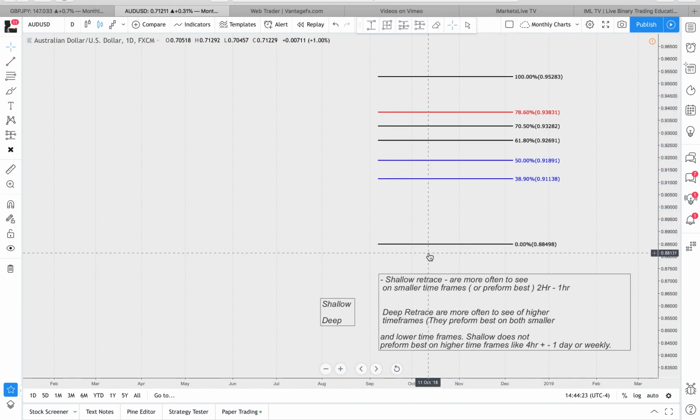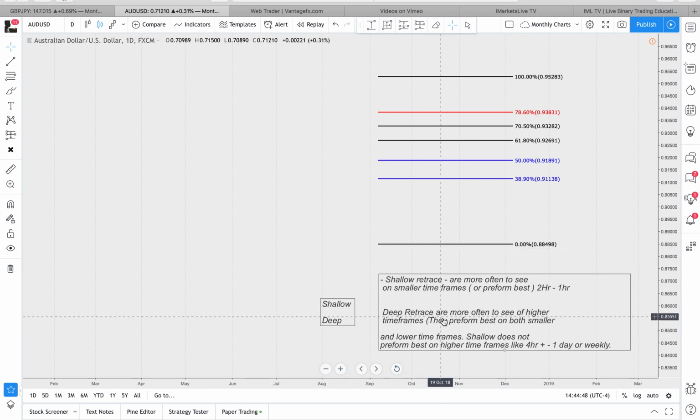Shallow retracements are more often to see on smaller time frames, or perform best on smaller time frames. Deep retracements are more often to see on higher time frames, and they perform best on smaller time frames and larger time frames, but they're more often to see on higher time frames. Take note of this, remember this. This is going to be a future note that is very, very valuable for you guys in this training.